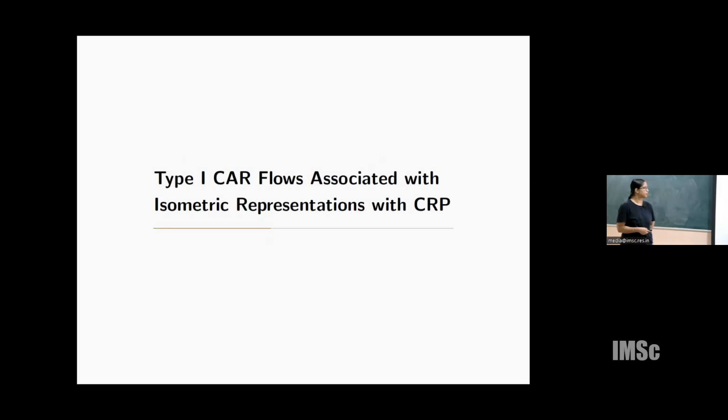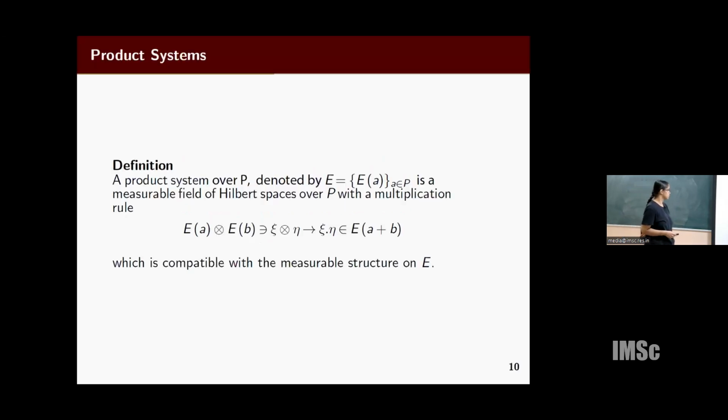So now we will come to the CAR flow part of the talk. We'll look at type 1 CAR flows associated to isometric representations with commuting range projections. So first we'll define a product system. As I said, product systems can be associated to E0 semigroups, and in the case we are considering this association is bijective for closed convex cones. So it's a nice kind of association, meaning that two E0 semigroups are cocycle conjugate if and only if the corresponding product systems are isomorphic.